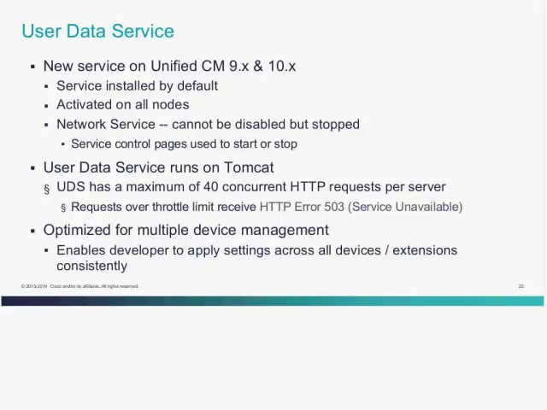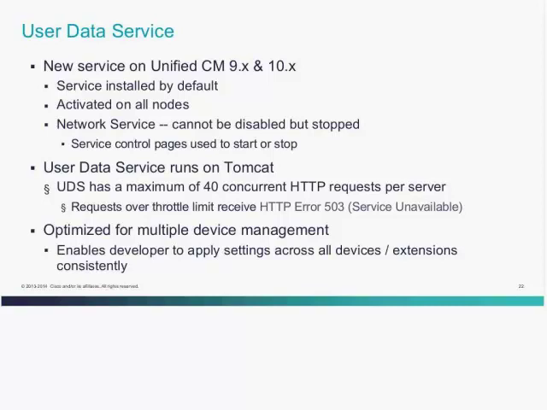One thing I would like to mention here is that, like Vasanth mentioned, UDS runs on top of Tomcat. So we don't want to overwhelm Tomcat with a lot of requests, and that's why we have a maximum of 40 concurrent HTTP requests entertained by the server, right?